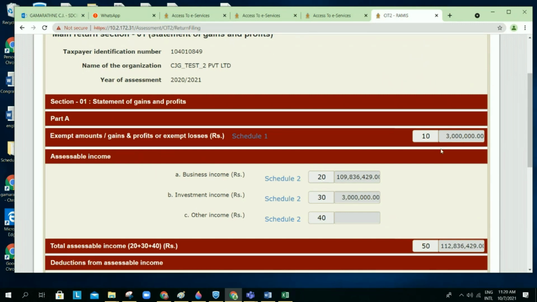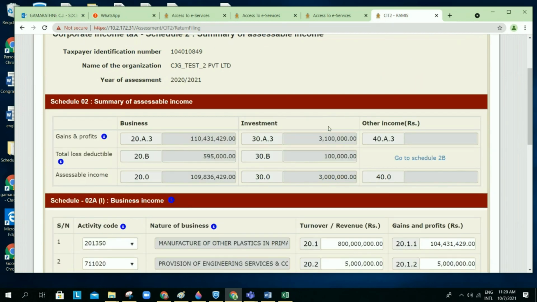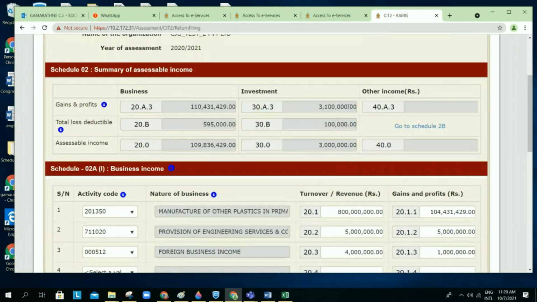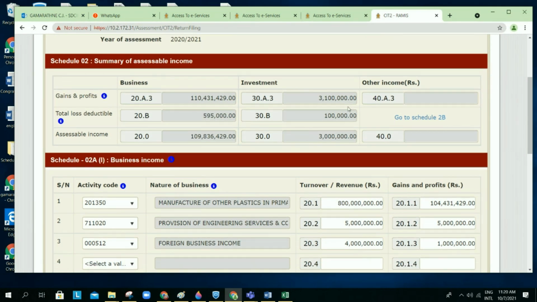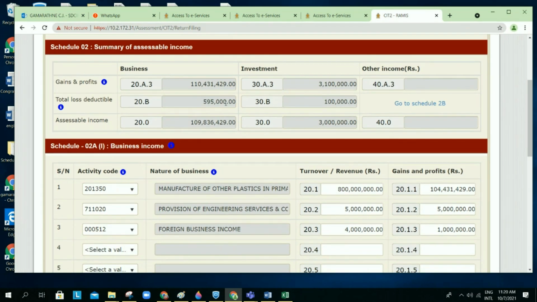Now we move to Schedule 2, right? Schedule 2 mainly has the summary, right? The summary is separately allocated for business, investment and other, right? The first row reflects the gain and profit, and the second row relates to the losses, right? Every place where some information points are included, you can just mouse over there, and you can see the guidelines provided, right? I am supposed to discuss the gain and profit line.